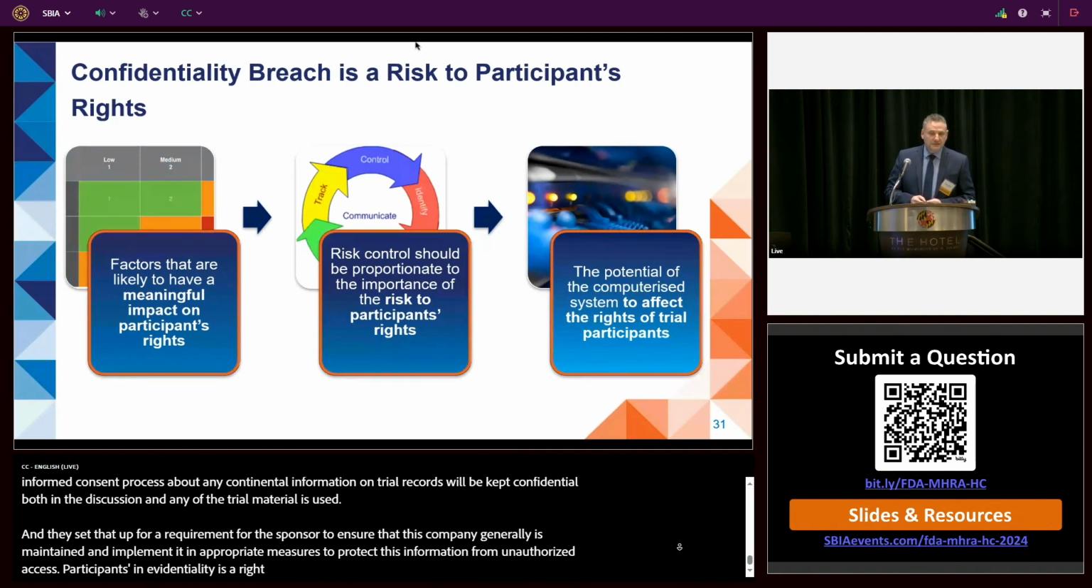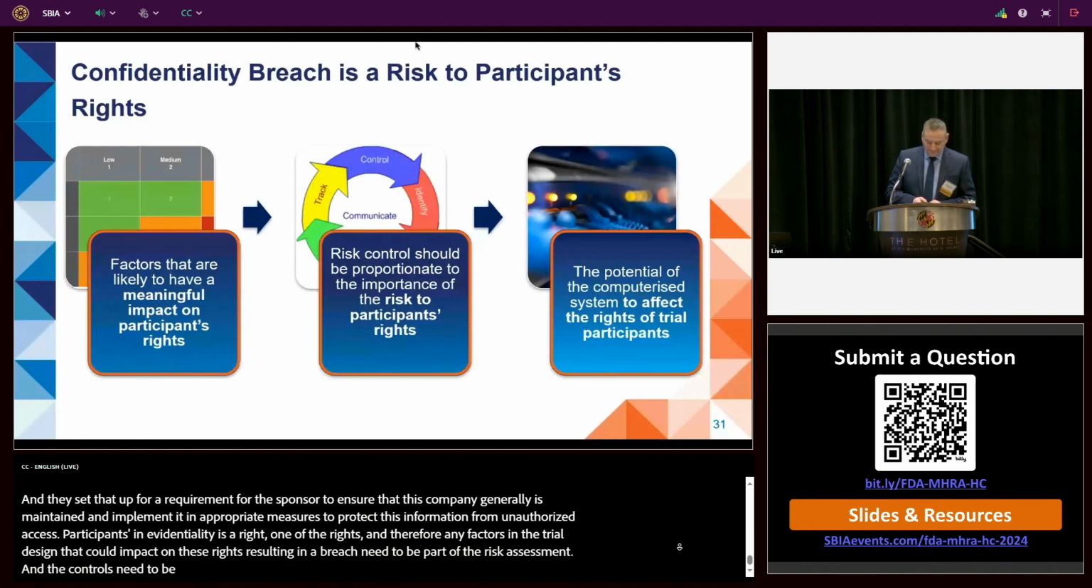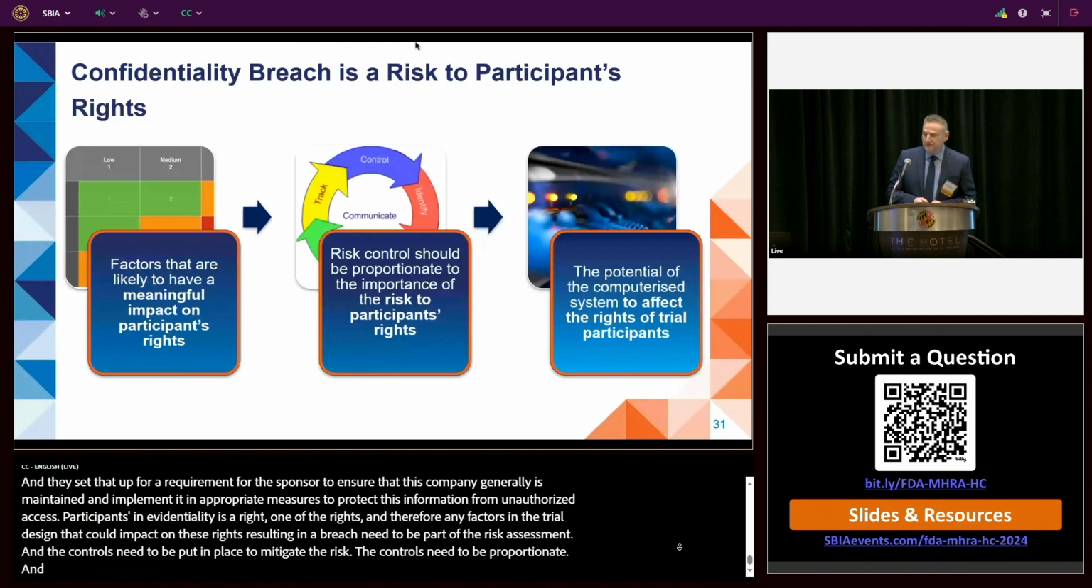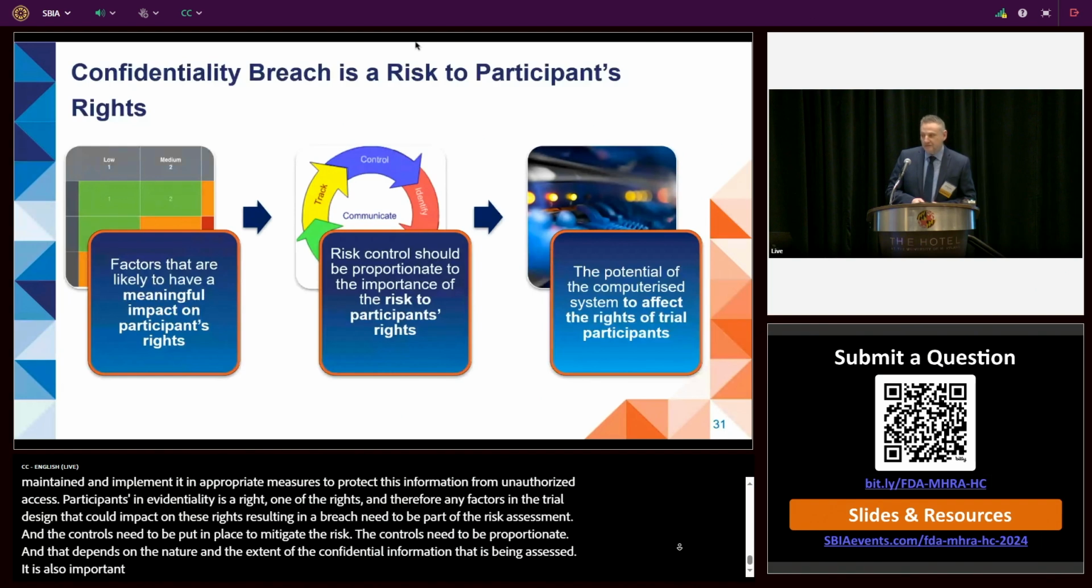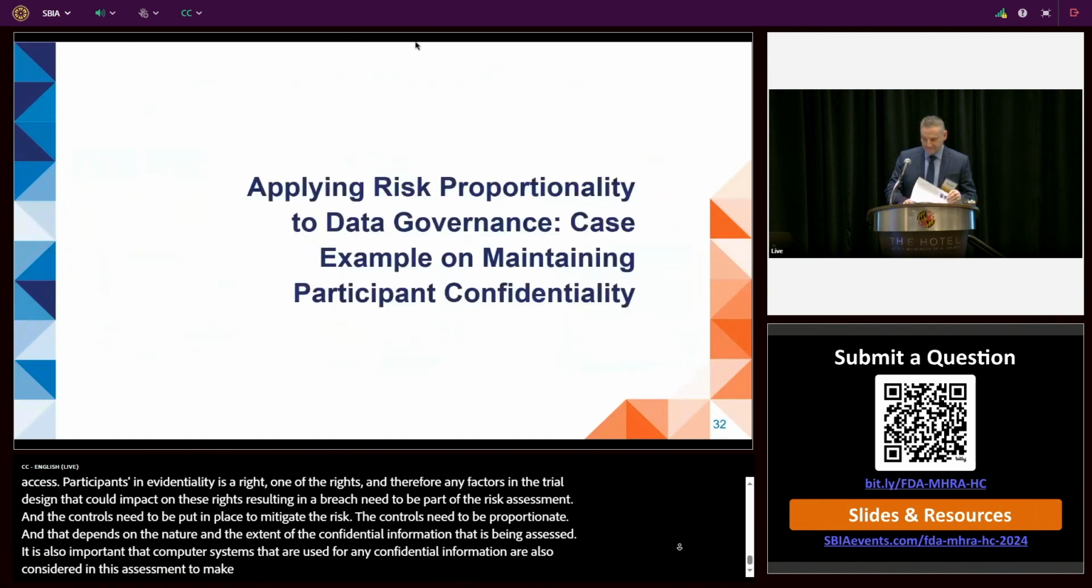The controls needed need to be proportionate, and that depends on the nature and the extent of the confidential information that is being assessed. It's also important that computerized systems that are used for any confidential information are also considered in this assessment to make sure there's no risk of unauthorized access and a breach of the participants' rights.